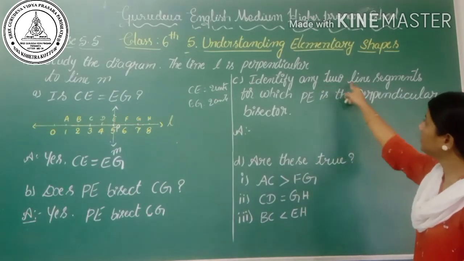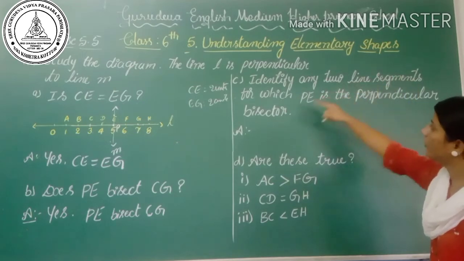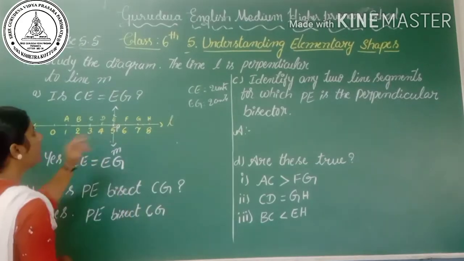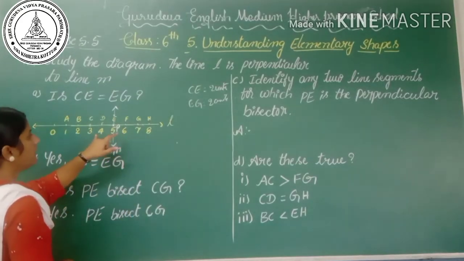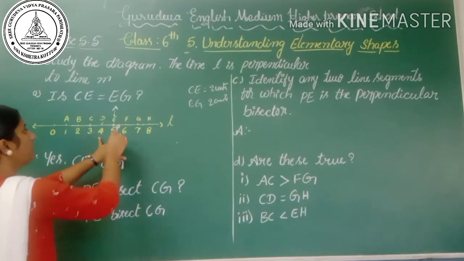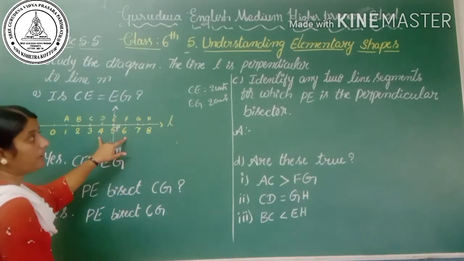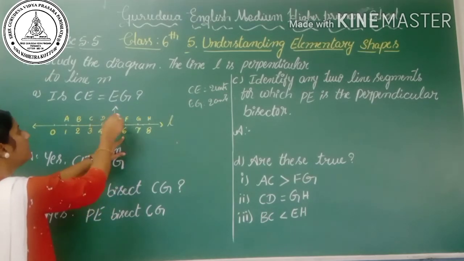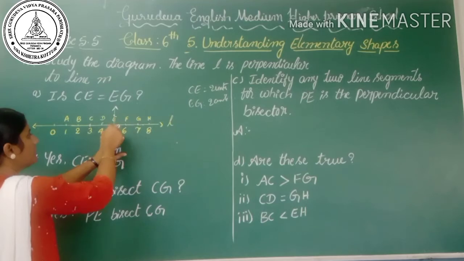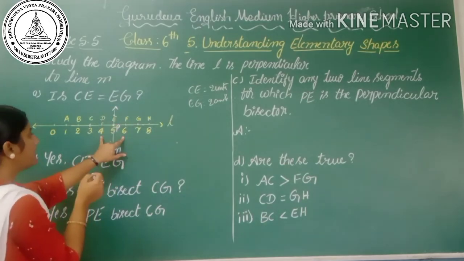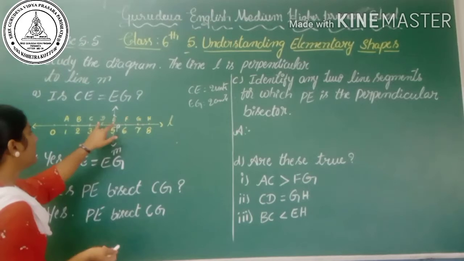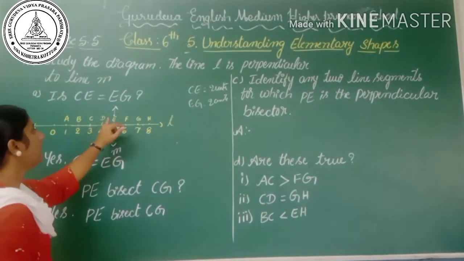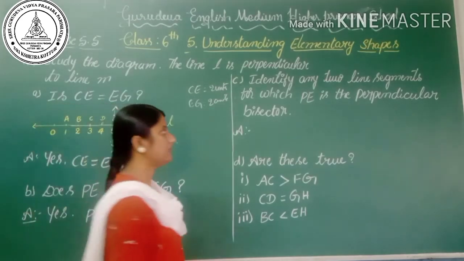Then the third one is, identify any two line segments for which PE is the perpendicular bisector. See here, the line DF is perpendicular to PE, so PE is a perpendicular bisector. Why? Because it perpendicularly bisects DF into two equal parts. Here DE and EF are each equal to 1 unit.